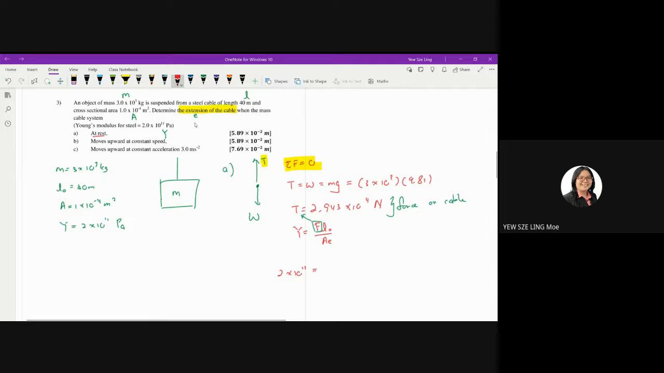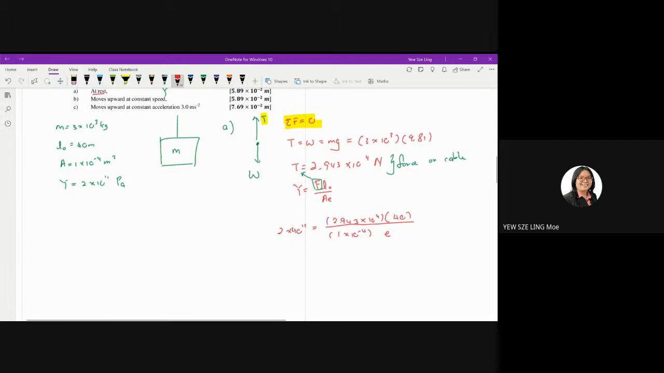So therefore, the force is 2.943 times 10 to the power of 4, times the original length 40 meter, divided by the area 1 times 10 to the power of -4, and then the elongation is the thing that we want to calculate. So rearrange the equation, you will obtain E equals 5.89 times 10 to the power of -2 meter.